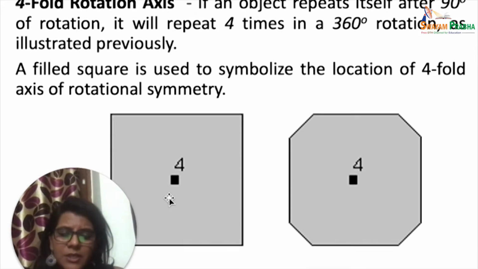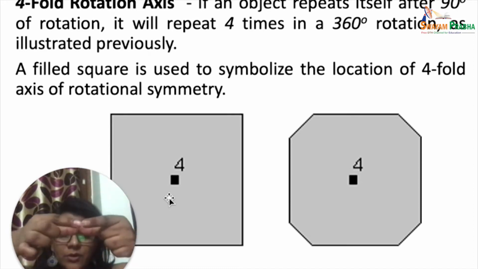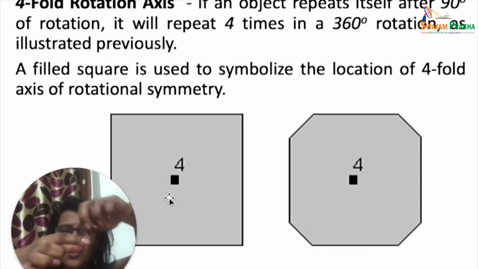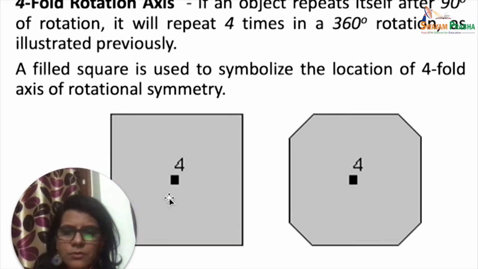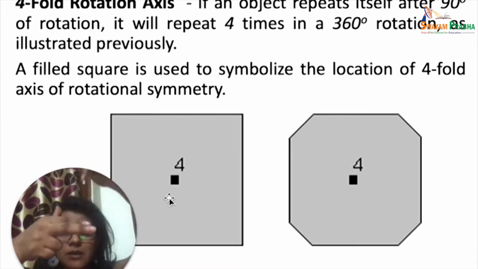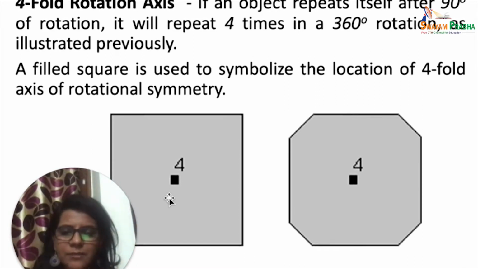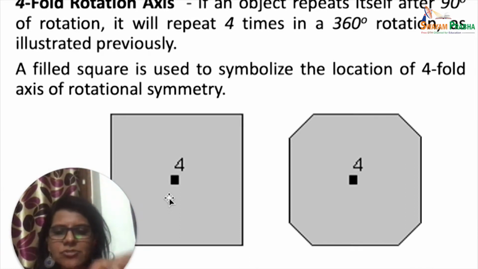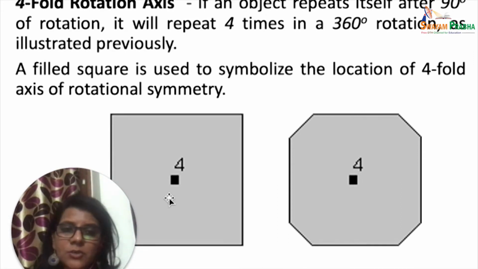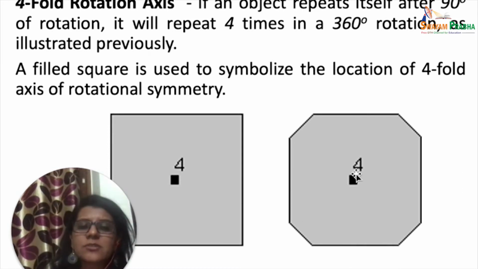Imagine this to be a square, or a filled square, and in the square you have an imaginary line which is passing through the center, and you give it a 90-degree rotation, you get an identical structure. Another 90, identical structure. Another 90, identical structure. Another 90. So 4 times in a 360-degree rotation you are getting this. So then it is said to have a fourfold axis of rotational symmetry. Similarly, this structure also has a fourfold rotational axis of symmetry.